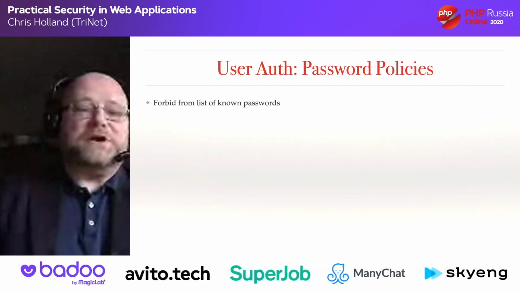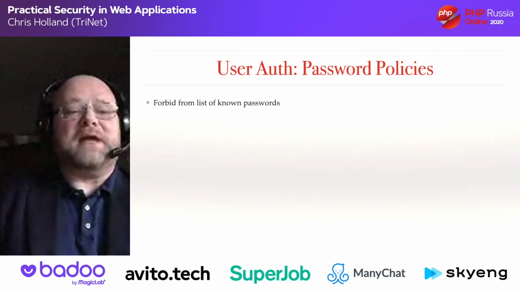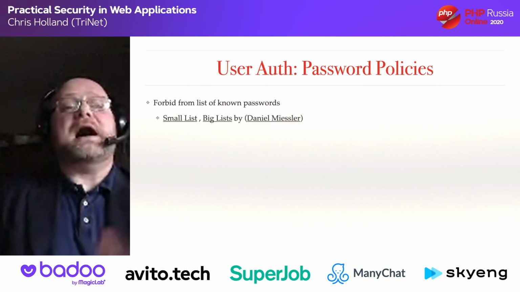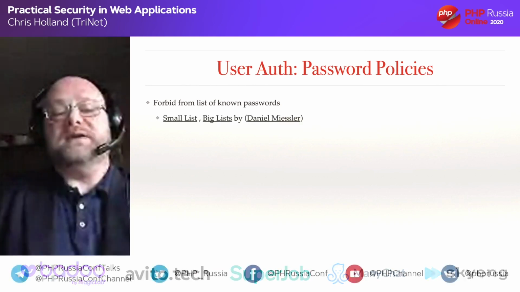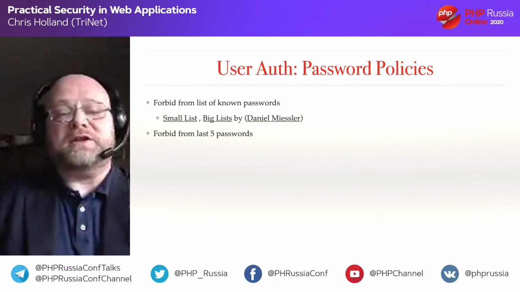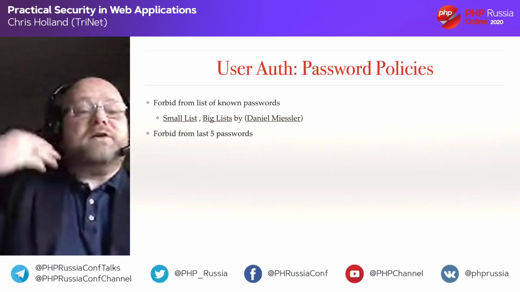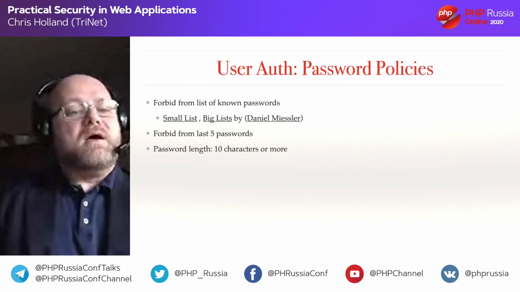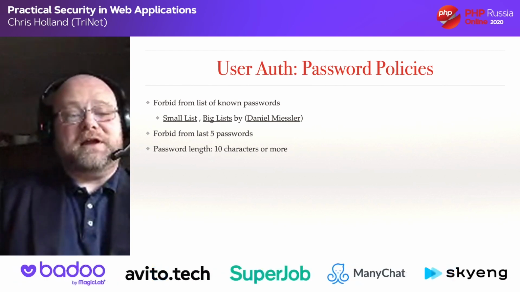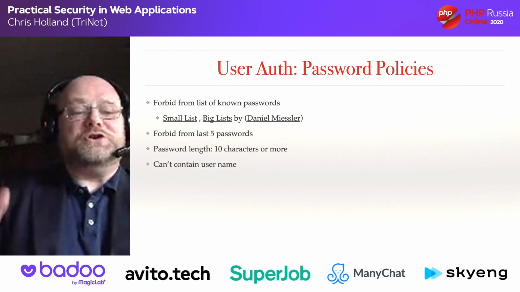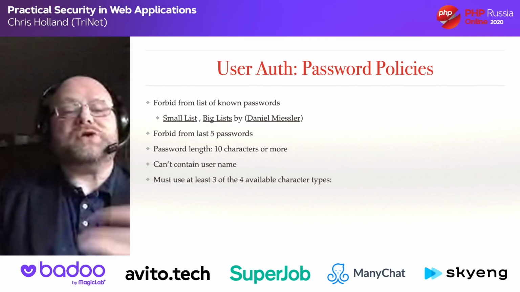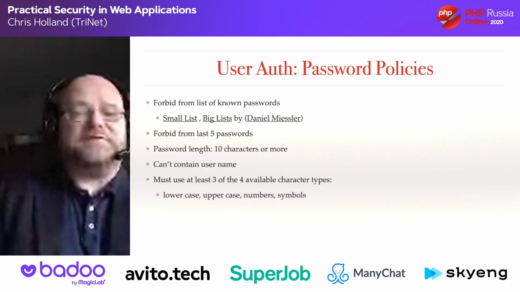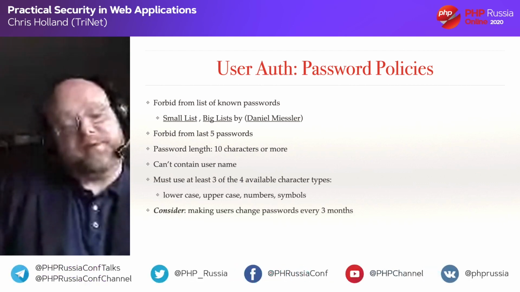So one of the first things you should try to do is to forbid users from entering a password from lists of known passwords. I have a link here to a big list of known passwords by Daniel Miessler. You should try to forbid users from entering one of their last 5 passwords. The length of the password should be 10 characters or more. You should not have the username in the password, and you should try to use at least 3 of the 4 available character types, such as lowercase, uppercase, numbers, and symbols.